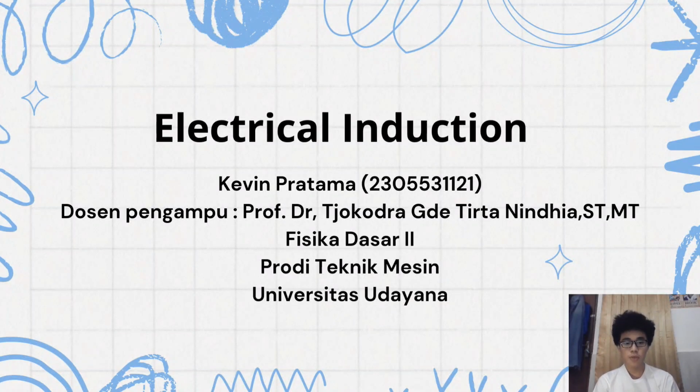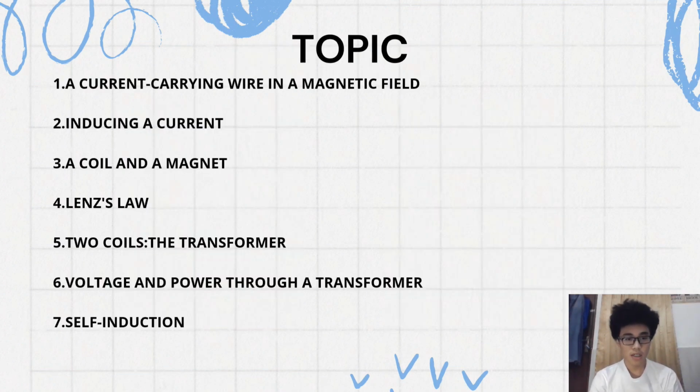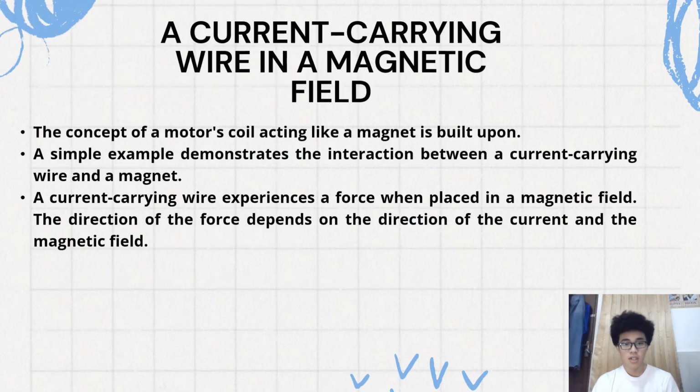Hello, today I want to present electrical induction. Reference: Basic Self-Teaching Guide by Carl F. Kuhn. Topics: a current-carrying wire in a magnetic field, inducing a current, a coil and a magnet, Lenz's law, two coils, the transformer, and voltage and power through a transformer.